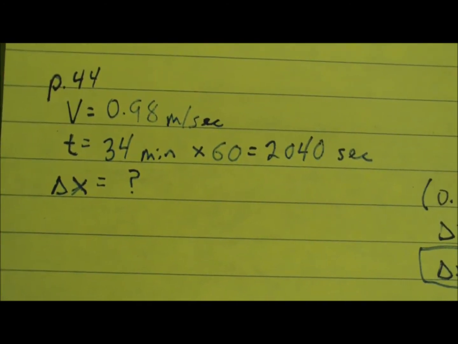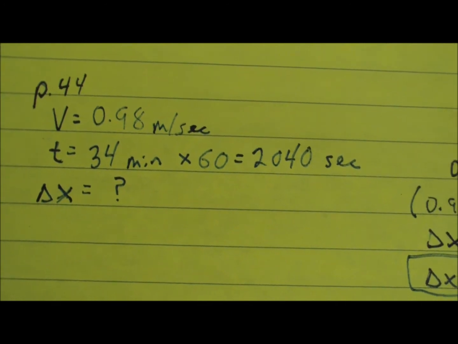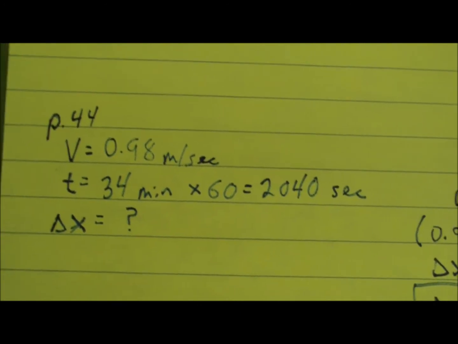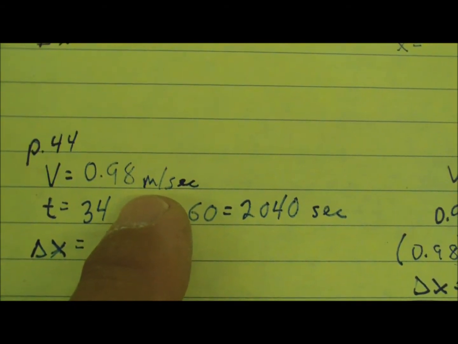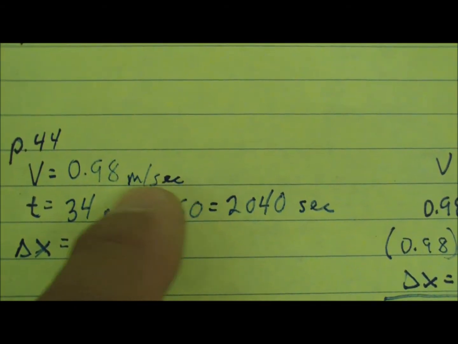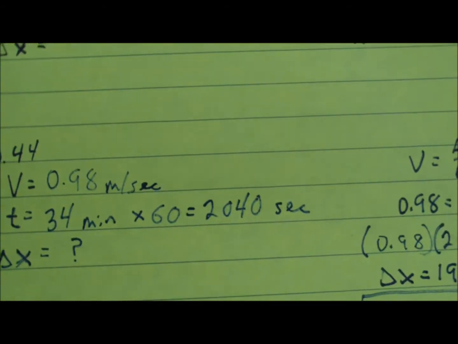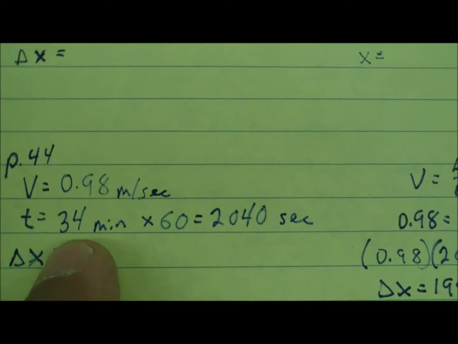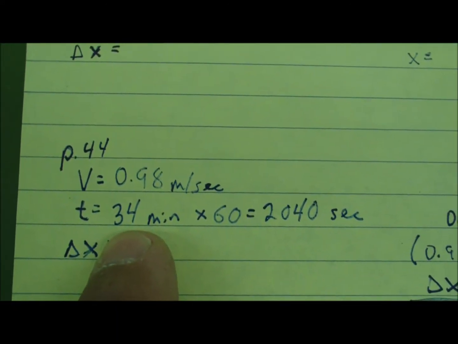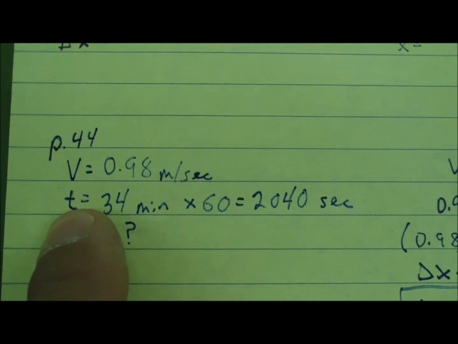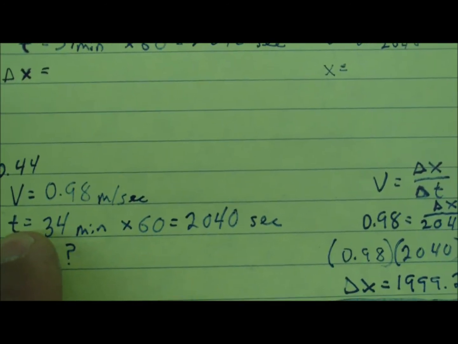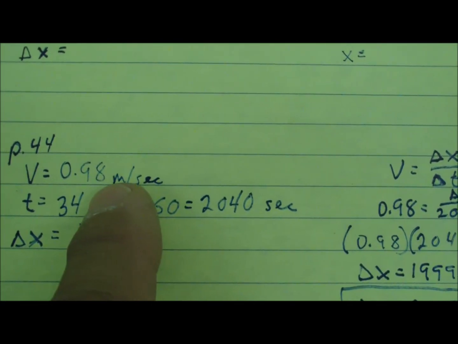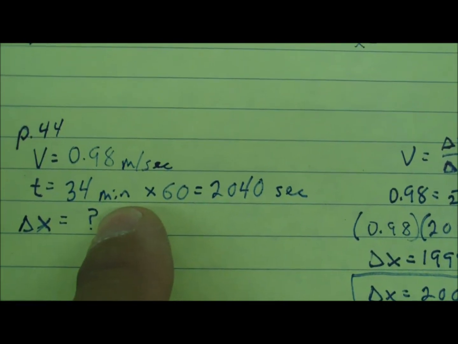Okay, it mentions that they're walking with a speed. Speed is kind of a velocity. And also you can see that it was in meters per second, and so that unit is associated with velocity. Okay, we have 34 minutes. 34 minutes is a time, but it's not going to work right now with the velocity, because this is given in meters per second and this is given in minutes.